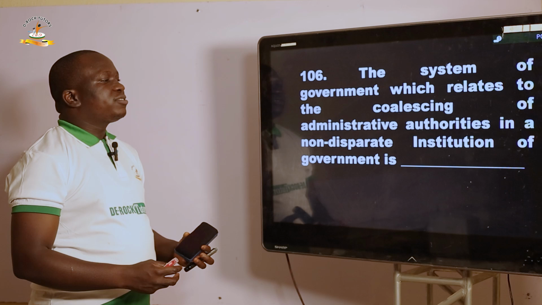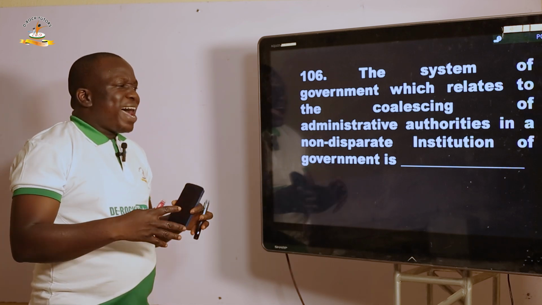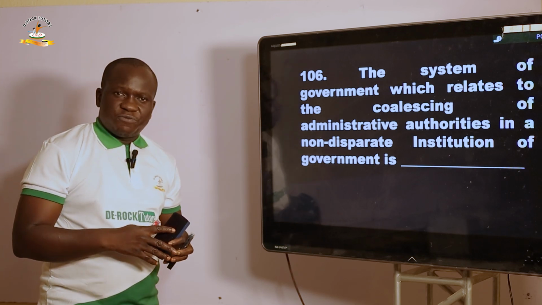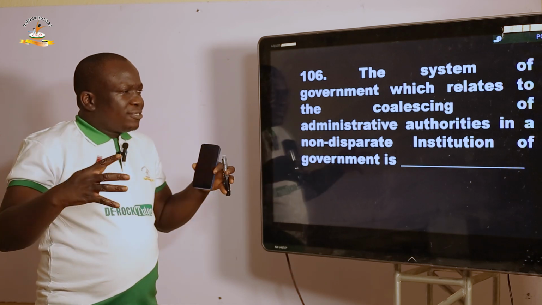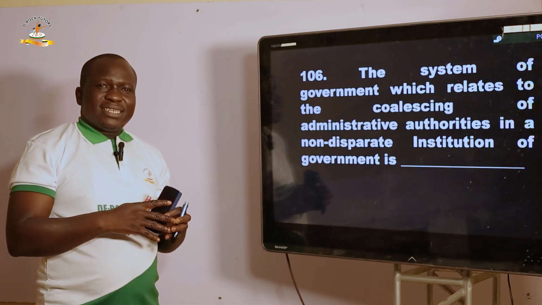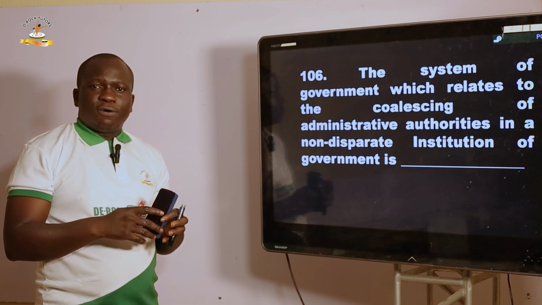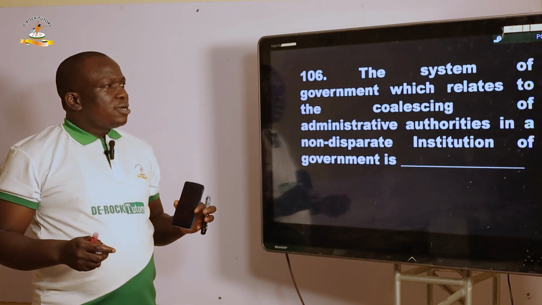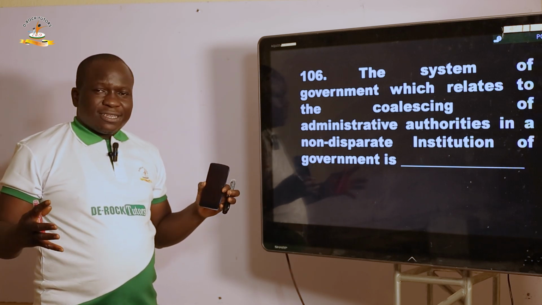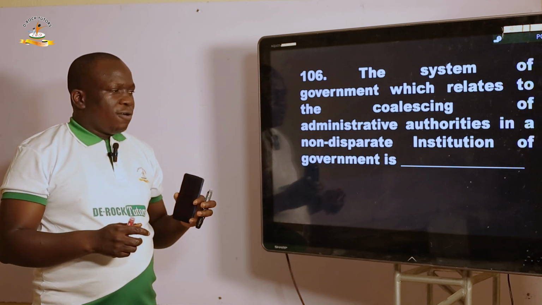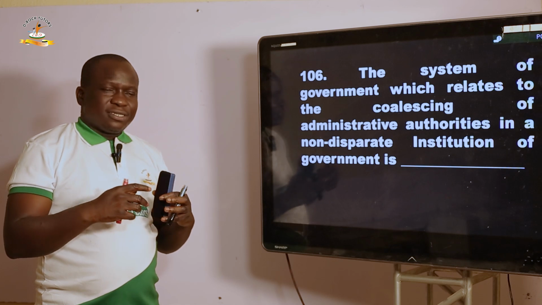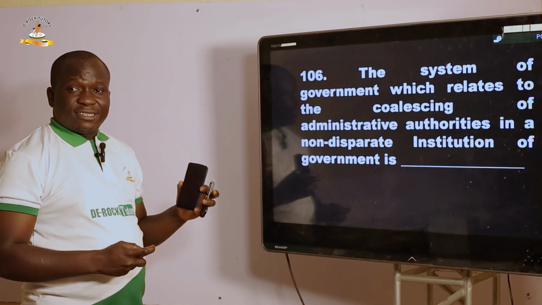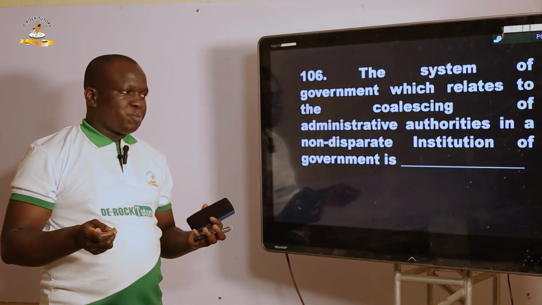Now to the next question. The system of government which relates to the joining or coalescing of administrative powers in a non-disparate institution of government. Disparate means many or separated or diverse. But when governmental and administrative authorities are joined and coalesced in a non-disparate, that is same and single institution of government, what do you call that? That is also unitary system of government. A single one. It is non-disparate. Is that clear?